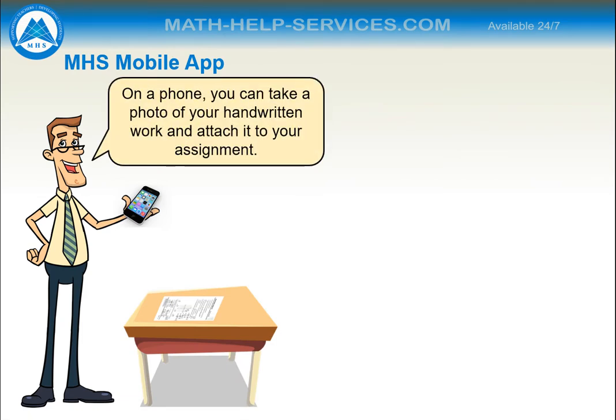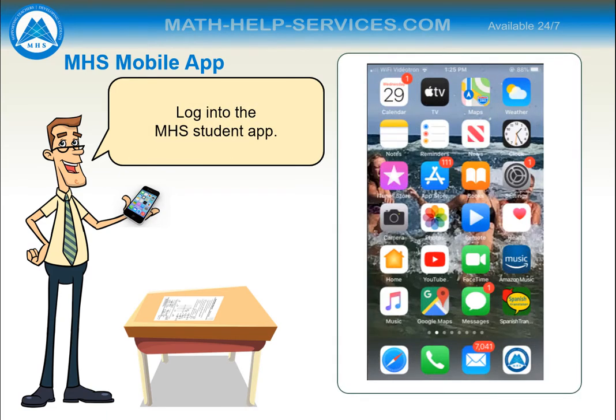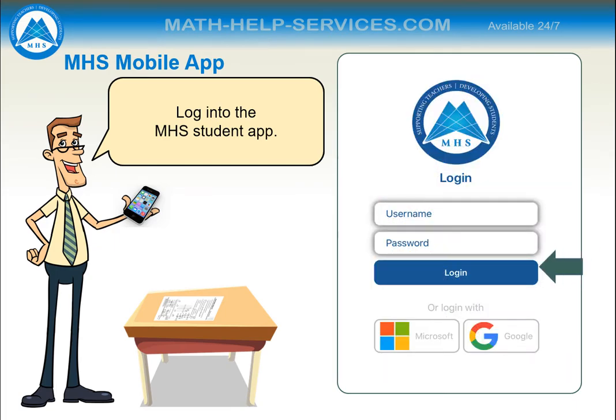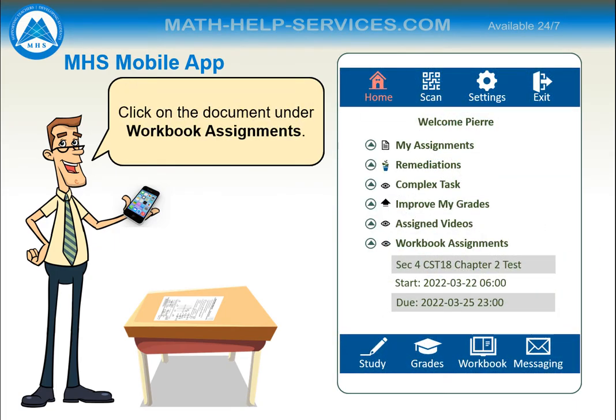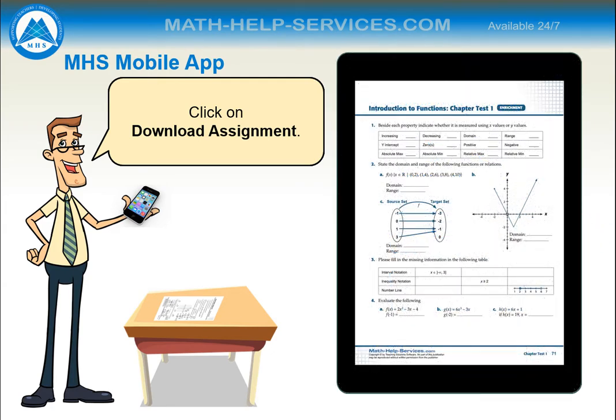On a phone, you can take a photo of your handwritten work and attach it to your assignment. Log into the MHS Student app. Click on the document under Workbook Assignments. Click on Download Assignment. Your phone will open the PDF in a new window.